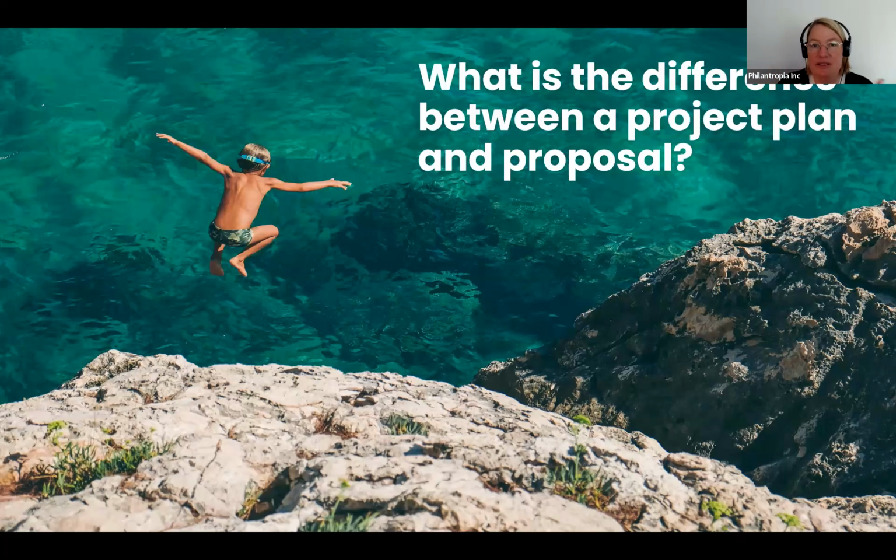As I said, there are other differences as well, but the proposal is mainly geared towards one donor. So you figure out what that specific donor wants to see, how they want you to approach the issue, and then you write for that. A project plan is just 100% written for the project that you want to implement. I always put it that way.